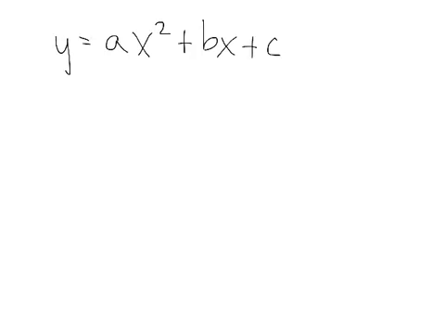C is the y-intercept. Good. Remember that the coordinate (0, c) is always the y-intercept, because the way you find the y-intercept is by setting x equal to 0. If I cross this out, and I cross this out by setting x to 0, I'm just left with y equals c. That is the y-intercept. Next. What else?